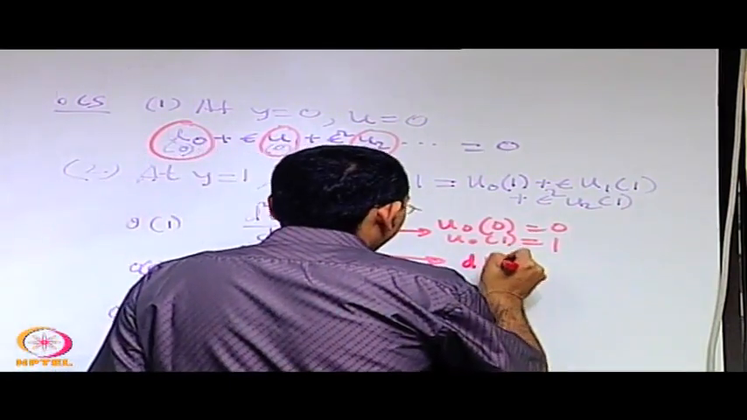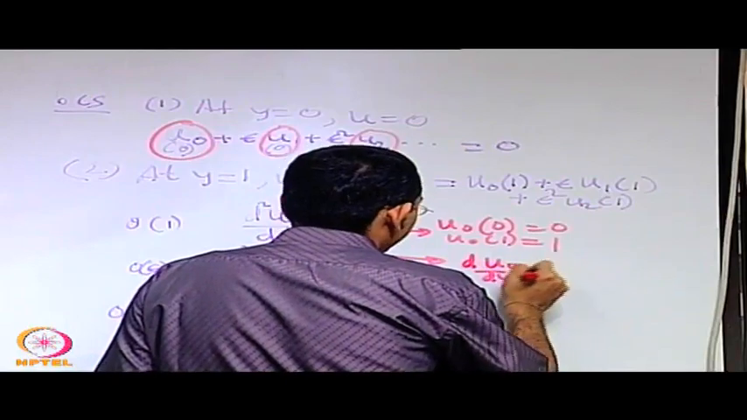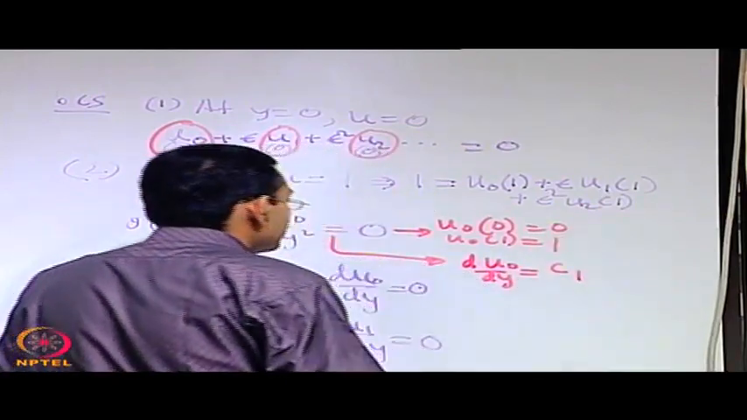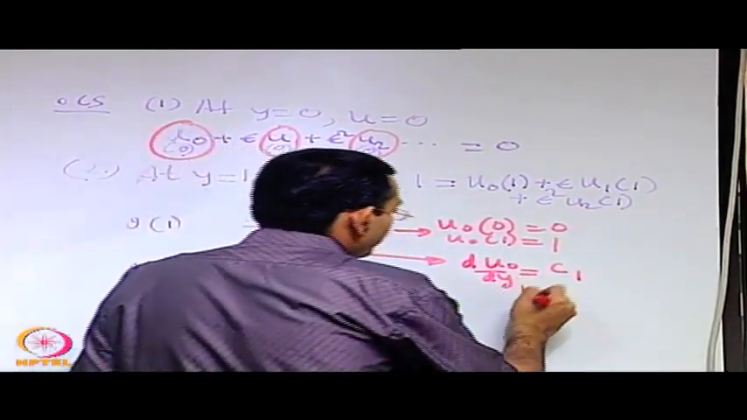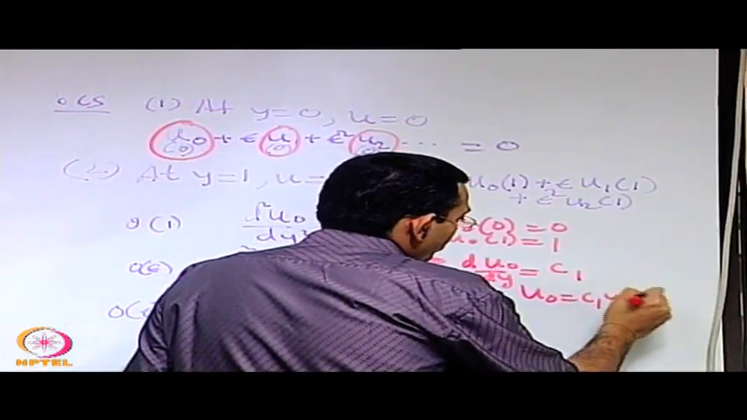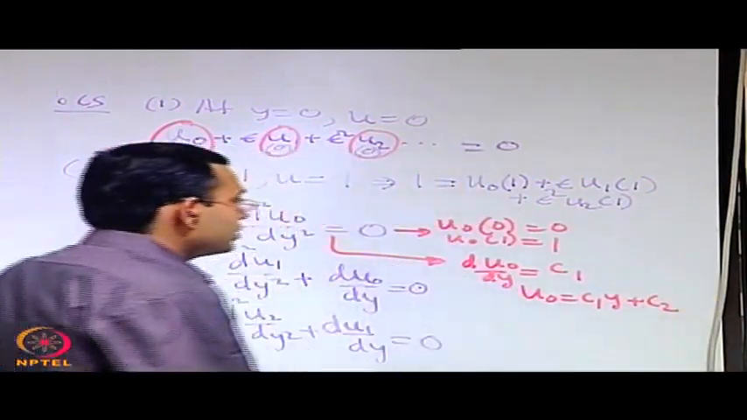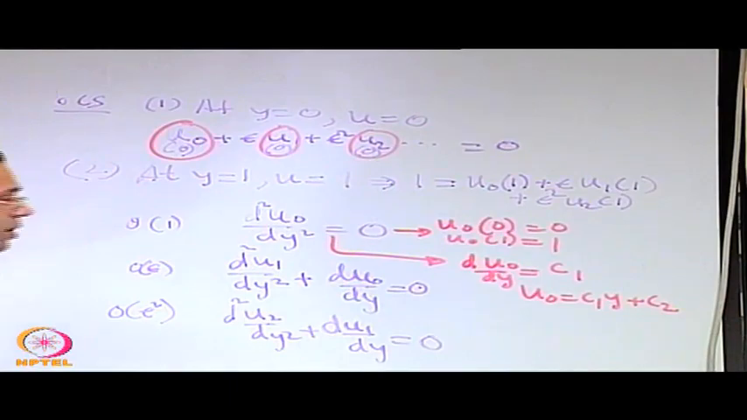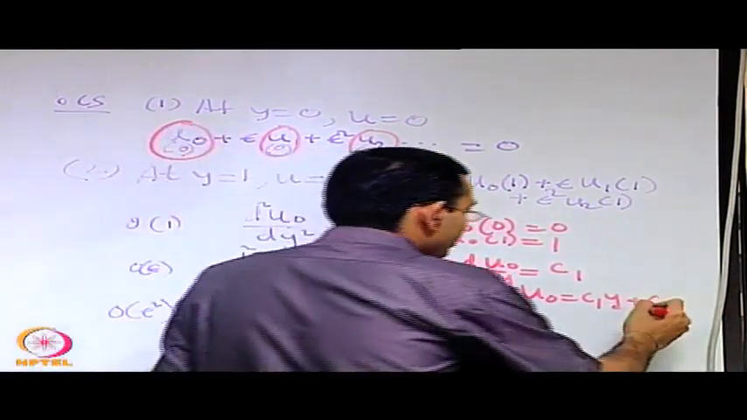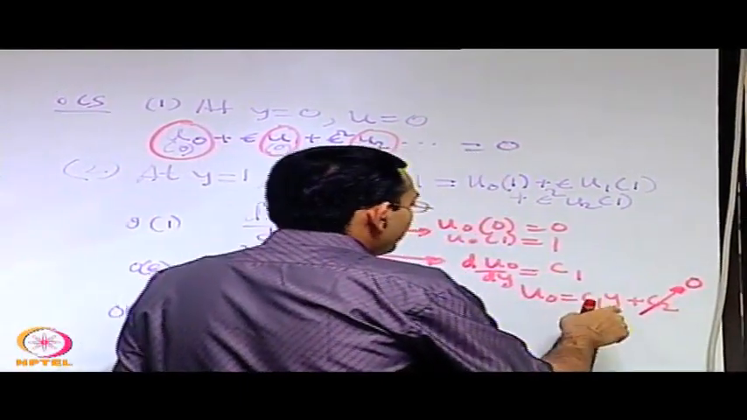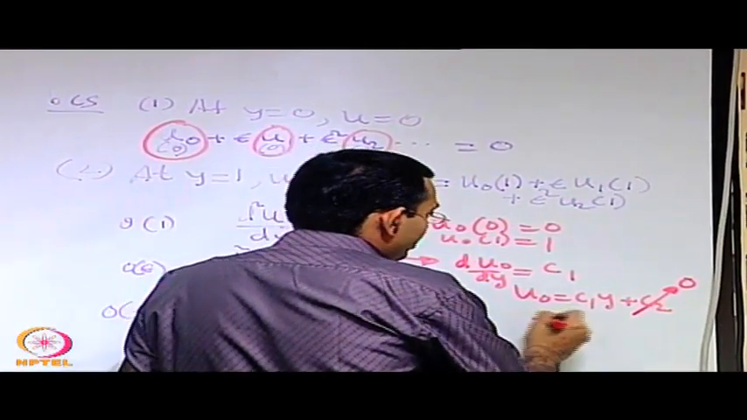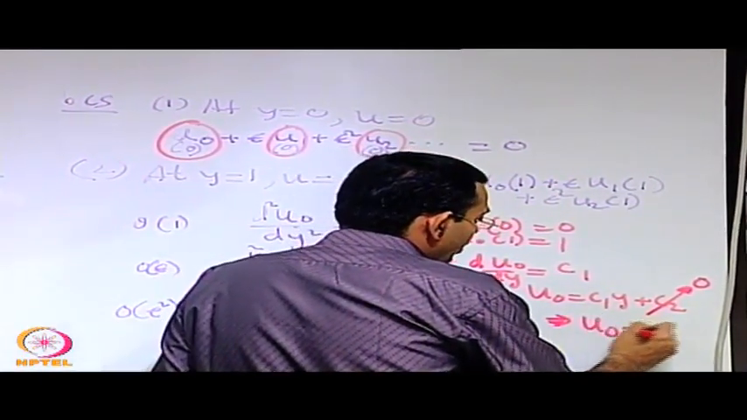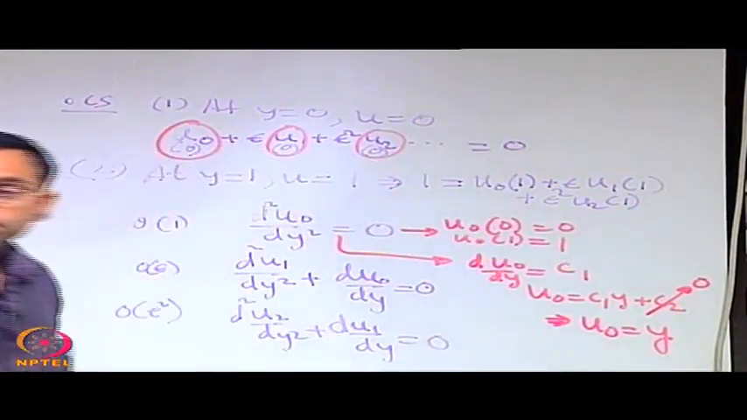You have du0/dy equal to some constant c1, so u0 equals c1 y plus c2. At y equal to 0, u0 equals 0, therefore c2 equals 0, and at y equal to 1, u0 equals 1, that means c1 equals 1. So you have u0 equal to y.